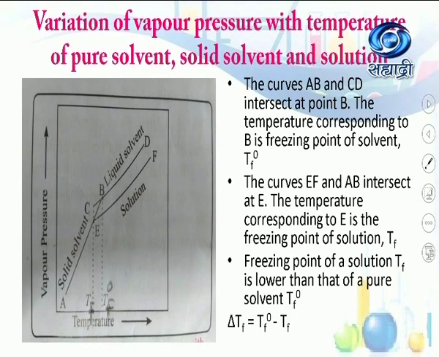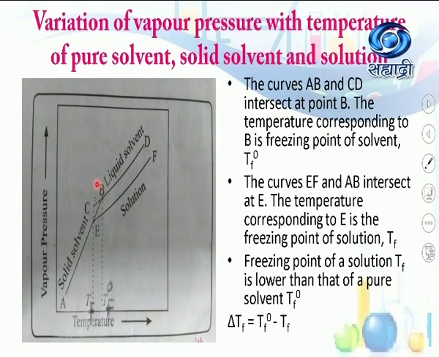Now here you can see three curves. Three curves are curve AB, isn't it? This is the vapor pressure temperature curve of a solid solvent. Then second curve is curve CD, which is the vapor pressure temperature curve of a liquid solvent. And the third curve is curve EF, which is the vapor pressure temperature curve of a solution. Now, curve AB and curve CD, they intersect each other at point B.